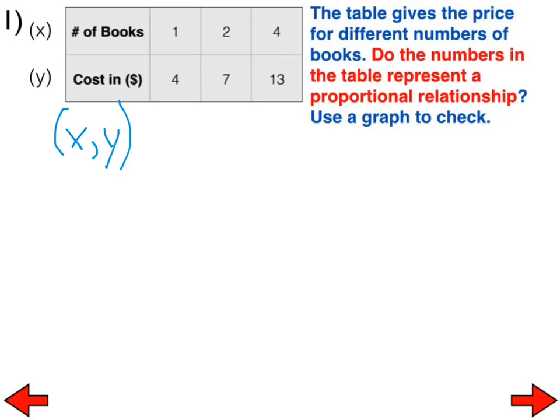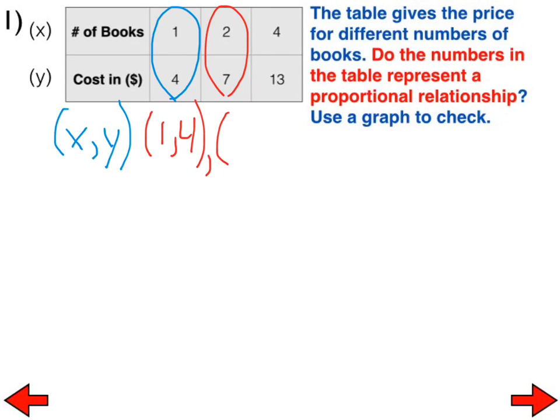From these 2 numbers right here, 1 book costing $4 gives us an ordered pair, 1, comma, 4. 2 books costing $7 gives us an ordered pair, 2, comma, 7. And 4 books costing $13 gives us a third ordered pair of 4, comma, 13. You have a blank coordinate plane. I want you to go ahead and plot all 3 of those ordered pairs.